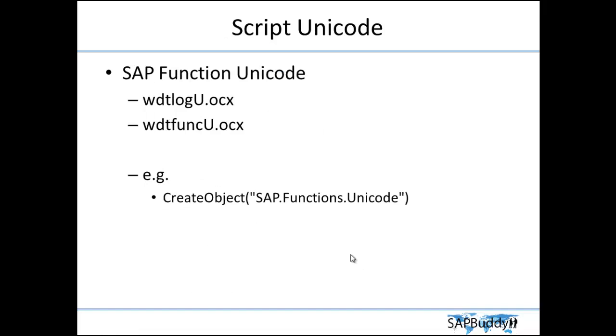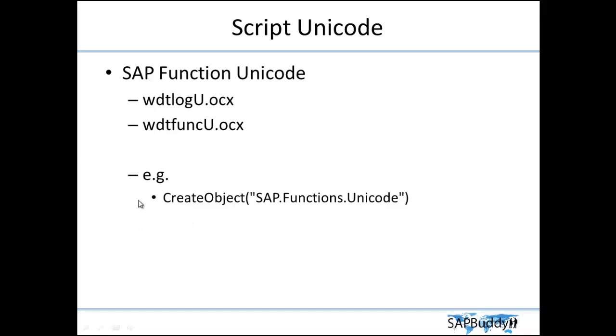And we have two more optional files. These optional files are used for the Unicode function. Let's say you are using the Unicode function in your VBA, then you also need these two ActiveX files, that is wdtlogu.ocx and wdtfuncu.ocx. These two files are also required if you are calling Unicode functions. The same applies in the coding as well.